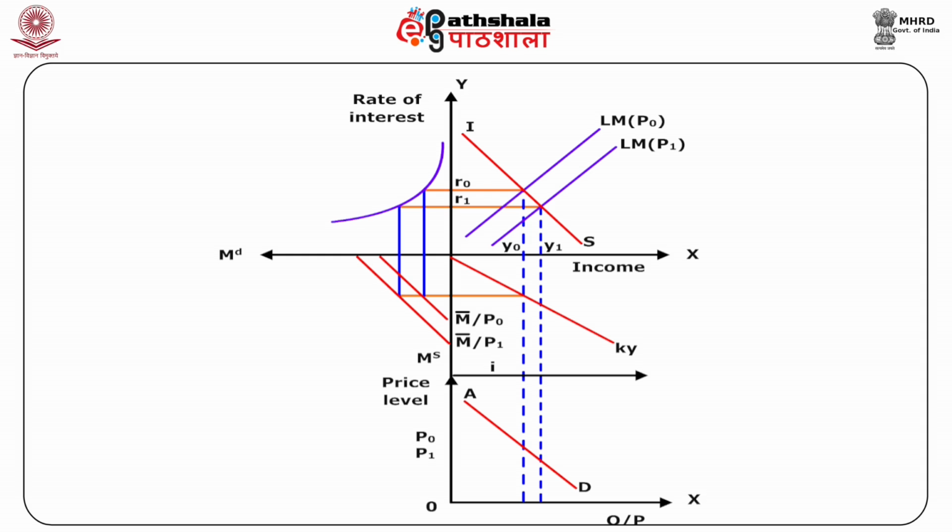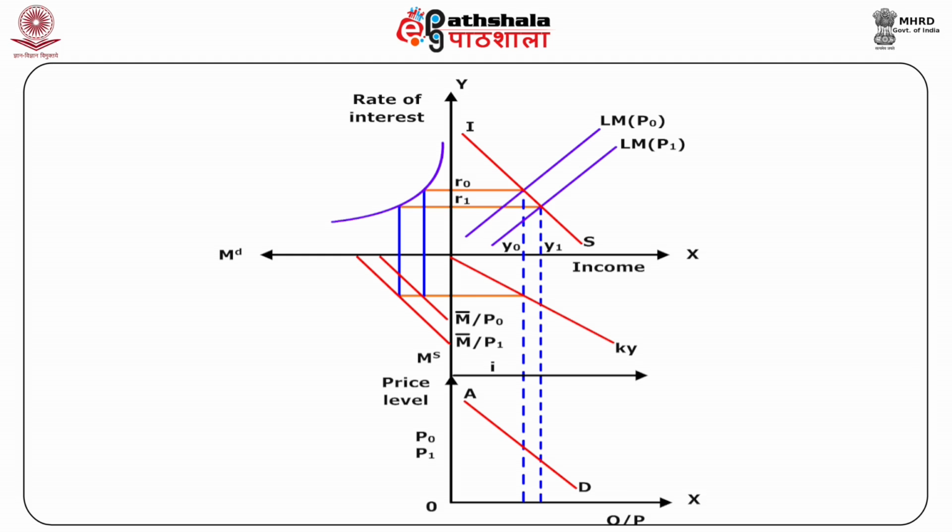So, the new intersection between the existing IS function and the new LM function LMP1 results in a new equilibrium rate of interest and a new equilibrium level of income. So, this is the background dynamics that we understand that is taking place in the economy by the interaction of the money market and the product market.